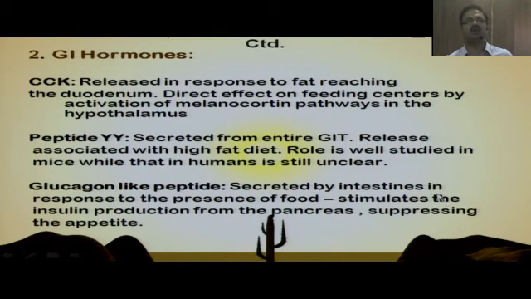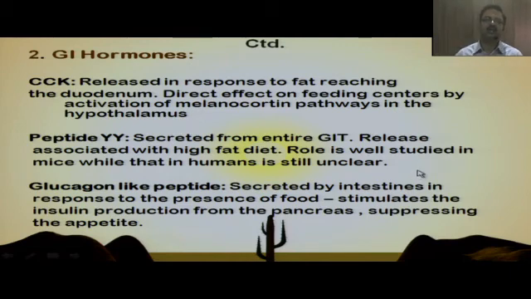Secondly, the GI hormones like CCK, peptide YY, and glucagon-like peptides. These various hormones have different roles. First, coming to the CCK, when it is released in response to fat reaching the duodenum, it has a direct effect on the feeding center by activation of melanocortin pathways in the hypothalamus, which we have just seen through a diagram. Peptide YY is secreted from the entire GIT, and the release is associated with a high fat diet. The role is well studied in mice, while that in humans is still unclear.